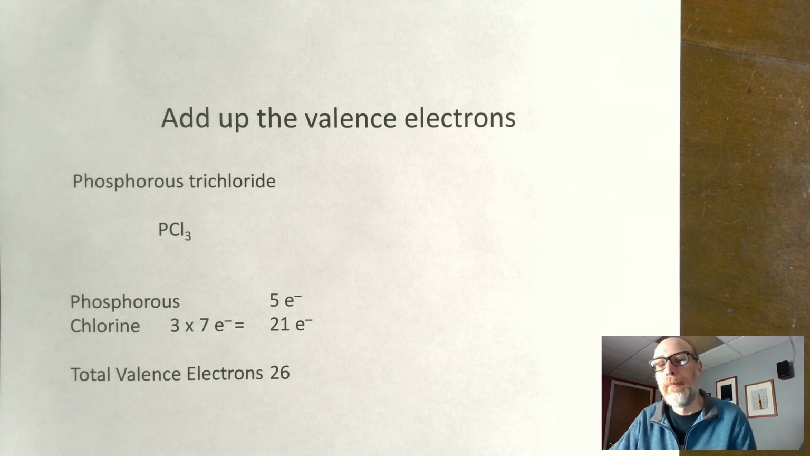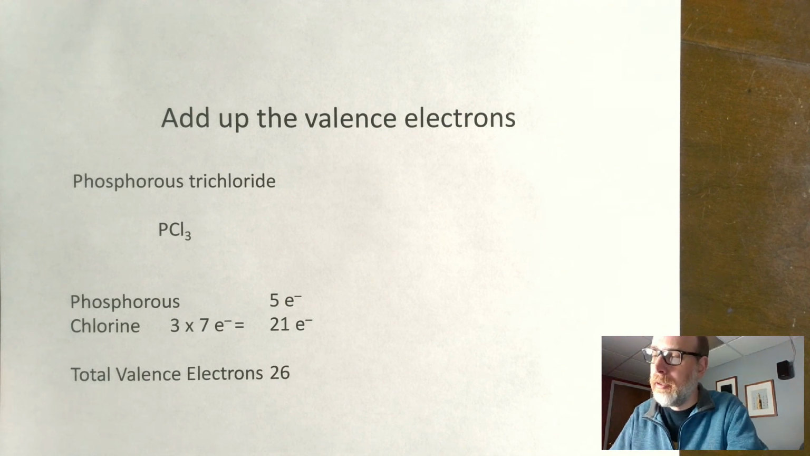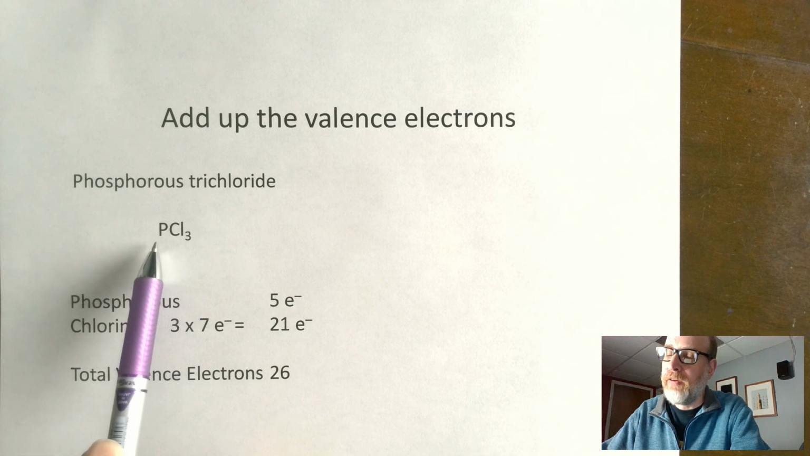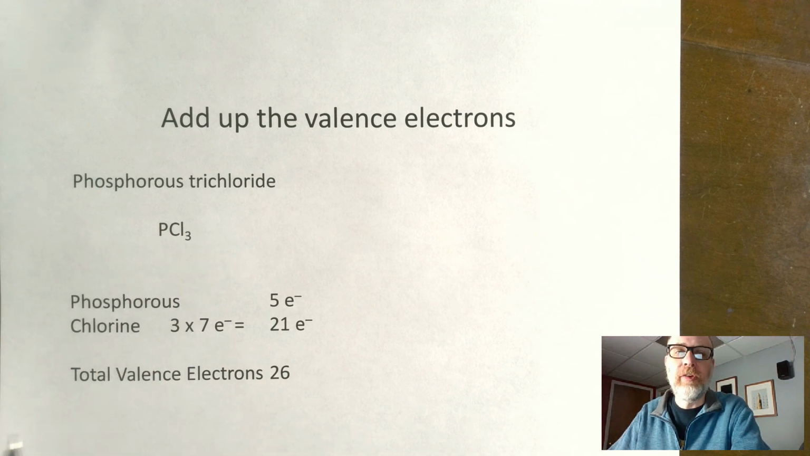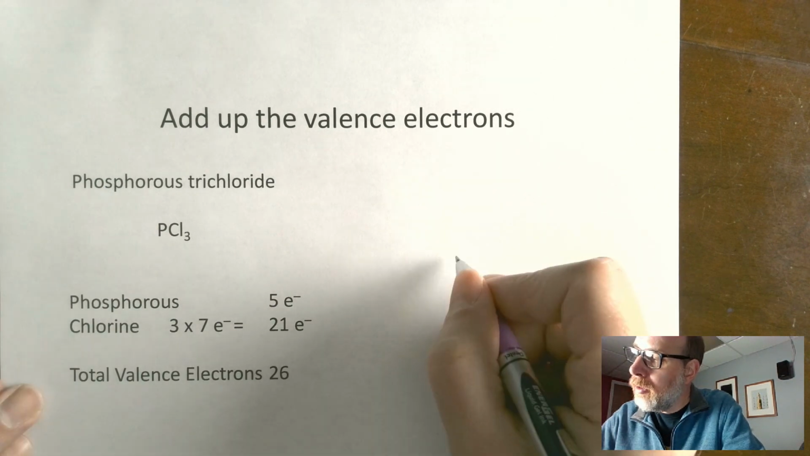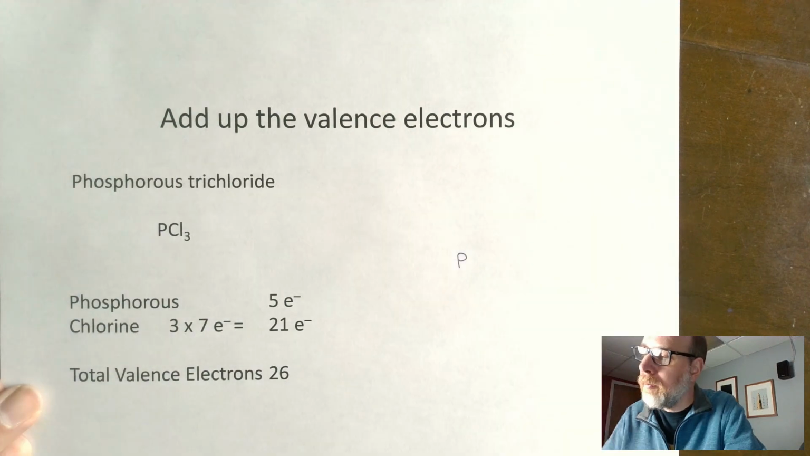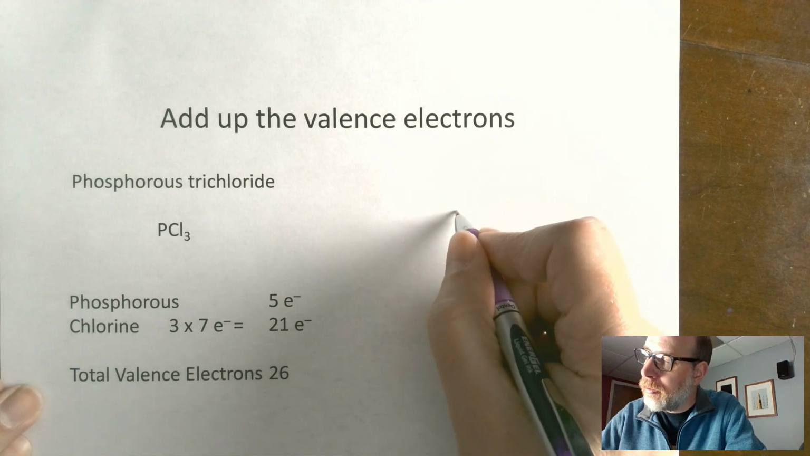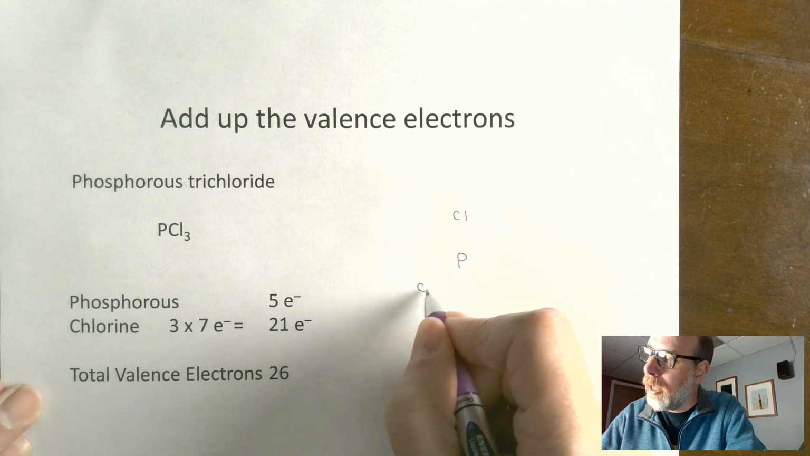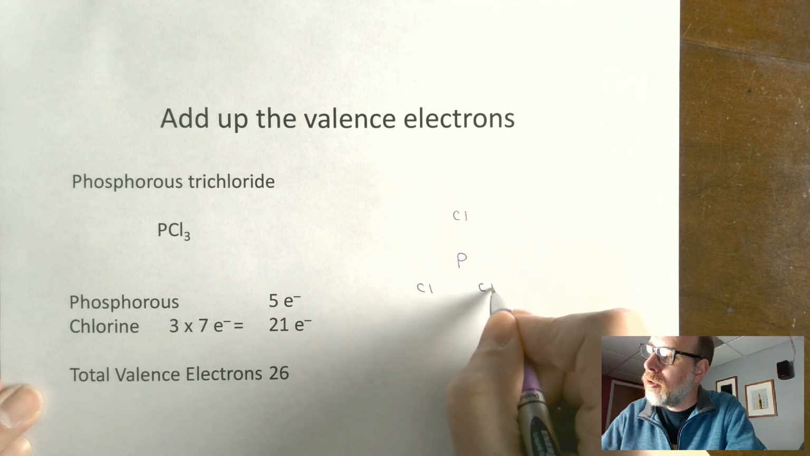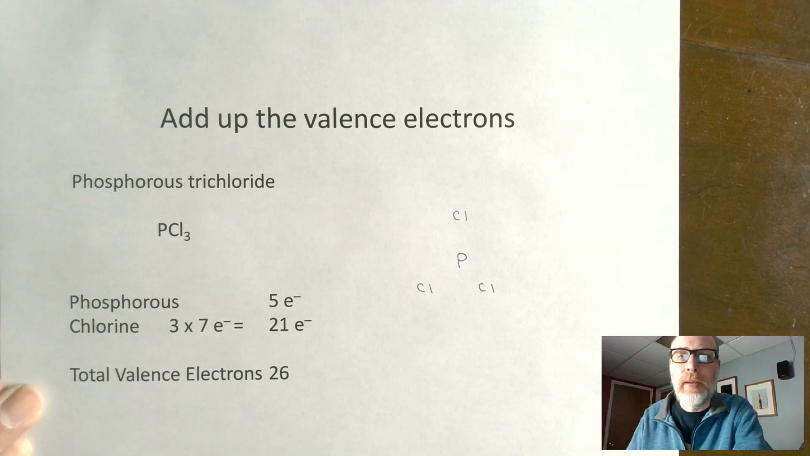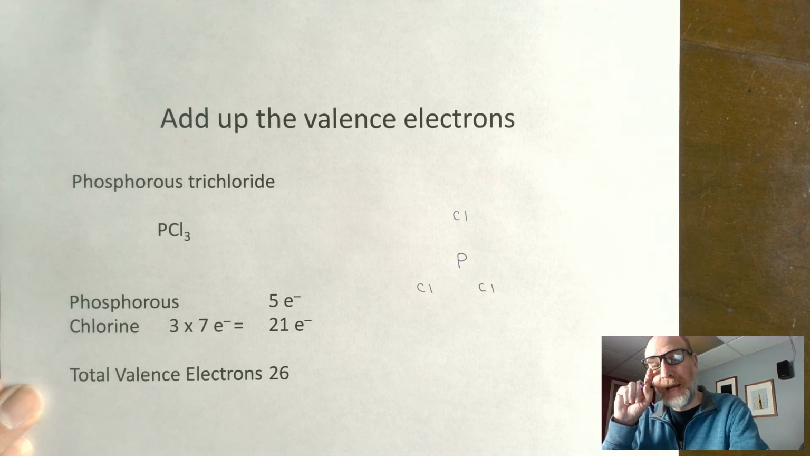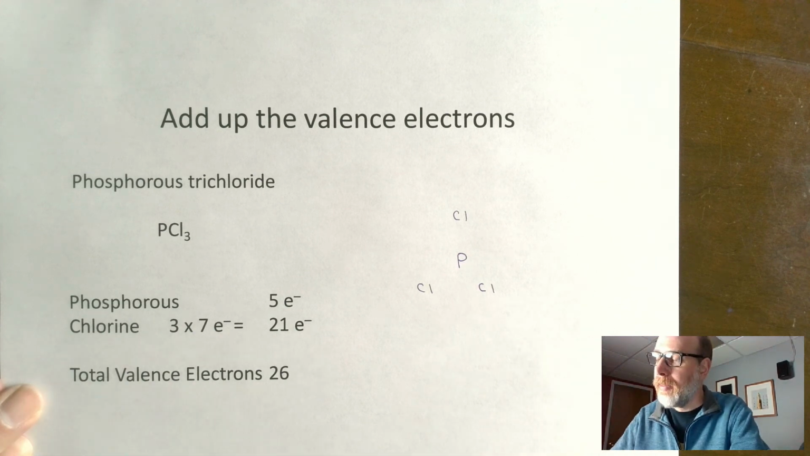Next, we want to pick the central atom. Central atom is usually the one that's first. It's usually the one that there's only one of. So the phosphorus is going to go in the middle. And then we're just going to arrange the chlorines around. And you might say, you're doing that in such a symmetric manner. Do I have to do that? Just like I said before, it doesn't really matter. I just want to make sure that they're around that phosphorus.